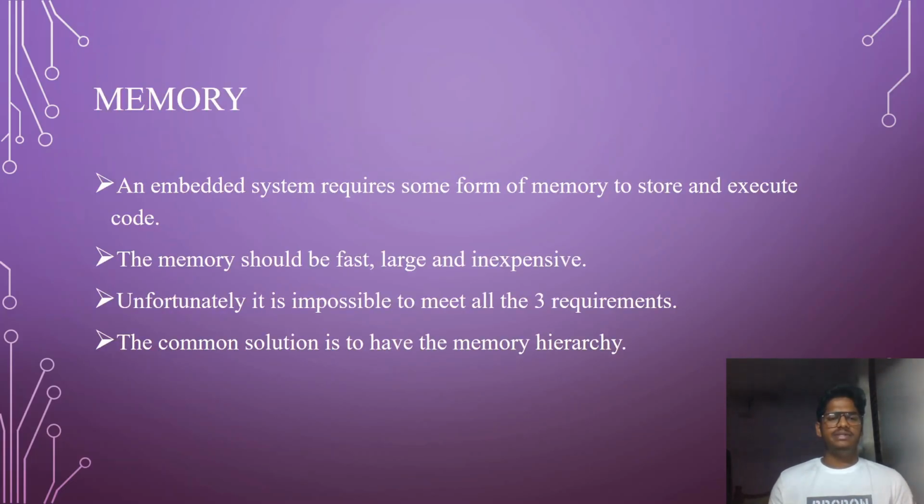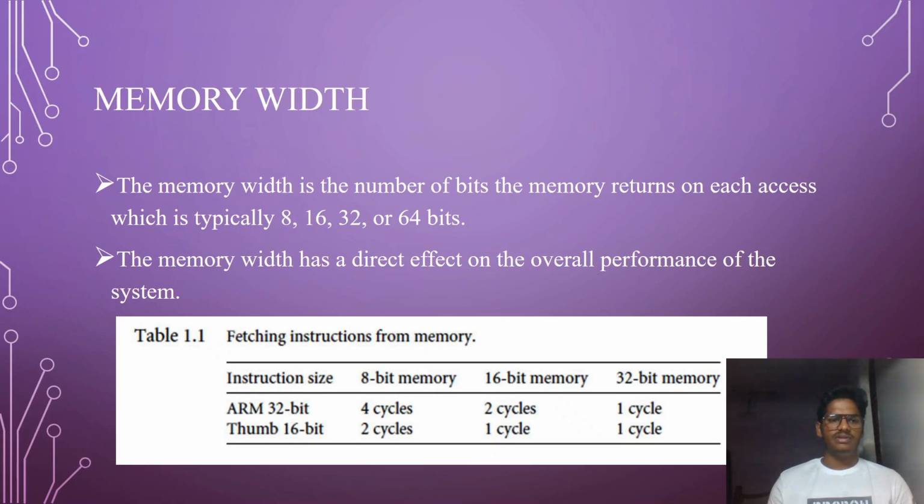Memory. An embedded system requires some form of memory to store and execute code. The memory should be fast, large, and inexpensive. Unfortunately, it is impossible to meet all the three requirements. So the common solution is to have the memory hierarchy. The memory width. The memory width is the number of bits the memory returns on each access, which is typically 8, 16, 32, or 64 bits. The memory width has a direct effect on the overall performance of the system.